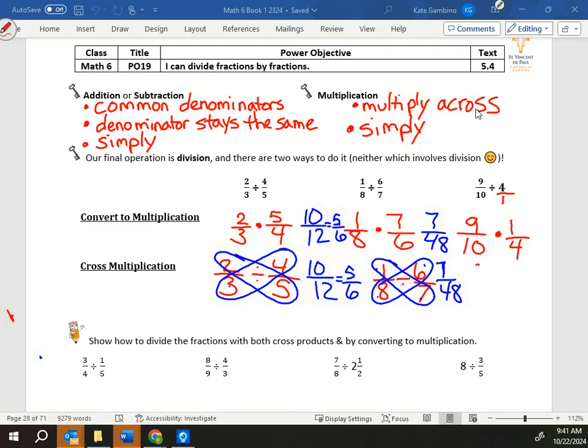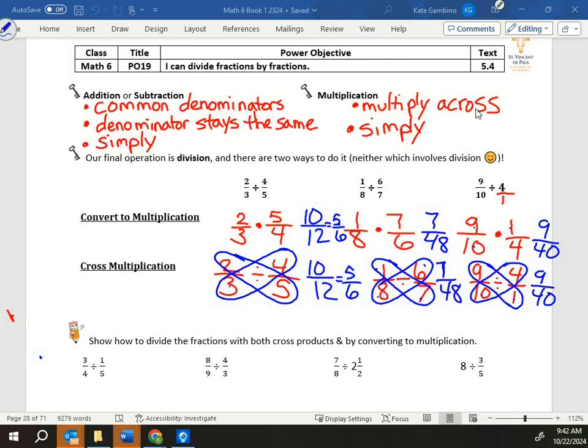So our last one, we had 9/10 divided by 4, which is 4 over 1. We cross multiply. 9 times 1 is 9. 10 times 4 is 40. So up above, 9 times 1 is 9. 10 times 4 is 40. So you get the same answer.